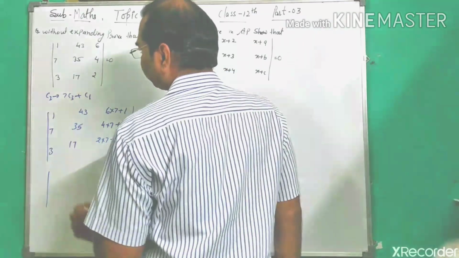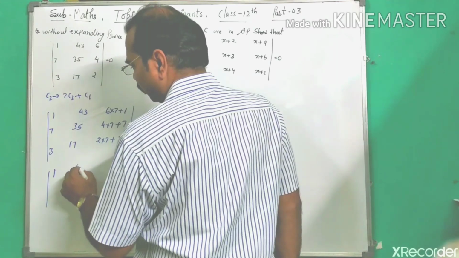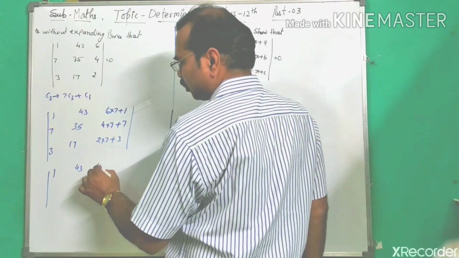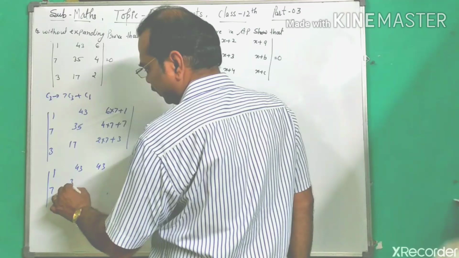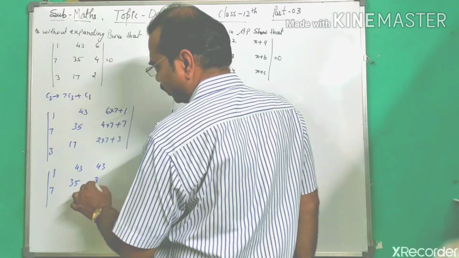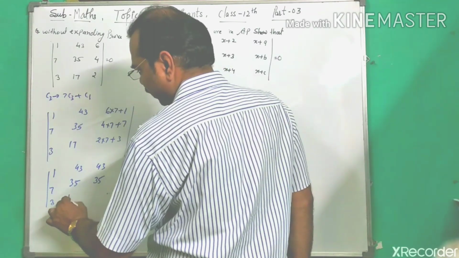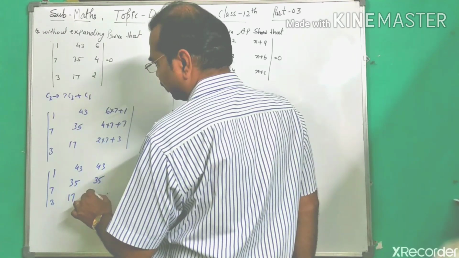Now 1, 43. That value comes to 43. That is a 7, 35. It is also 35. Next is a 3, 17. That value is 17. Okay, students?